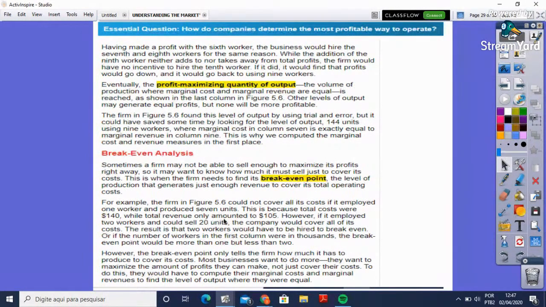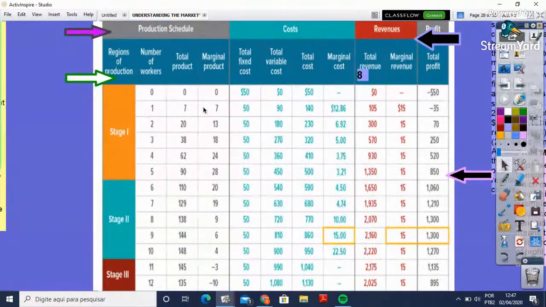For example, our company could not cover all its costs if it employed one worker. As you can see here, if I have one worker, I would be negative 35.